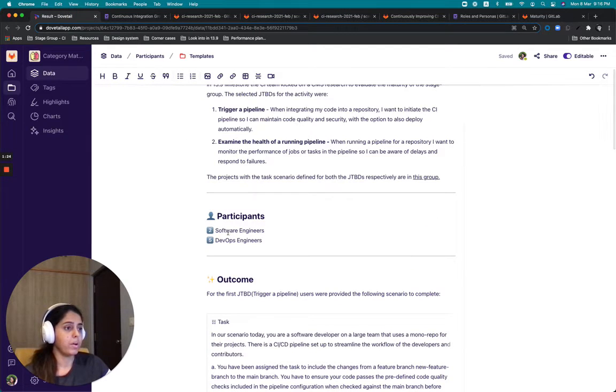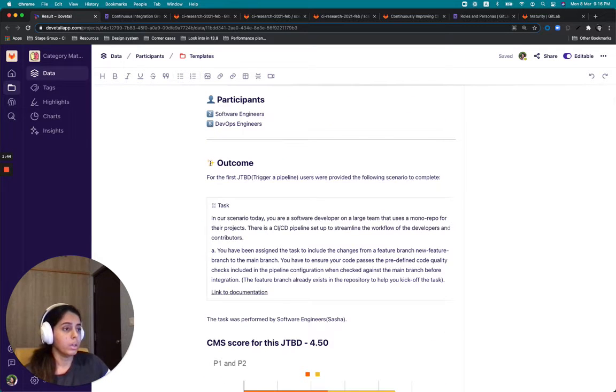Okay. Now, talking about the participants, in total, we had about 7 participants, which consisted of 2 software engineers and 5 developers who identified themselves as DevOps engineers. That means they have at least taken up the responsibility of DevOps engineers, if not the title, at their current job. All right. Now, getting to the outcome.